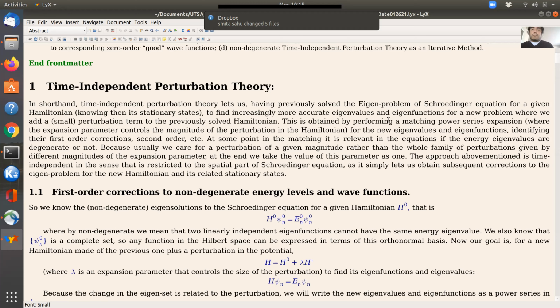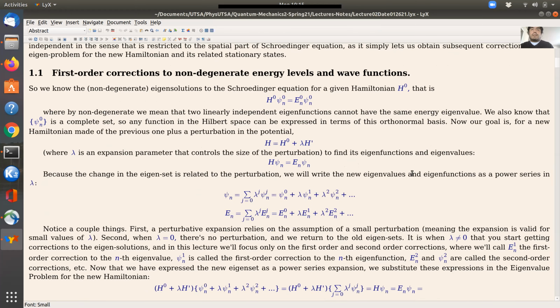Okay, so let's start. Let's say we have first order corrections to non-degenerate energy levels and wave functions, right? So we have the eigensolutions, which are non-degenerate, meaning that the eigenvalues do not have an eigenspace of dimension greater than 1. And you know the eigensolutions to Schrödinger equation for a given Hamiltonian, which might be simple or just might be known, right? And we're going to call it H0.